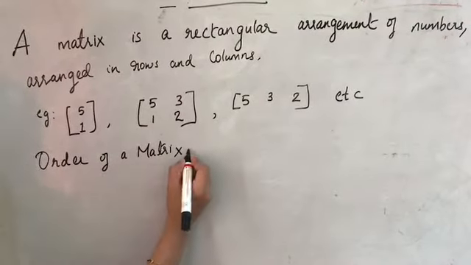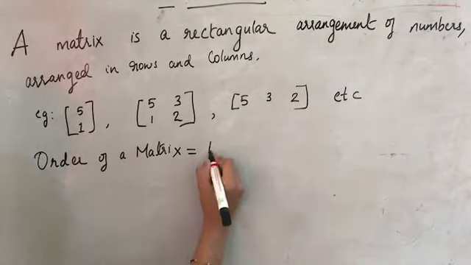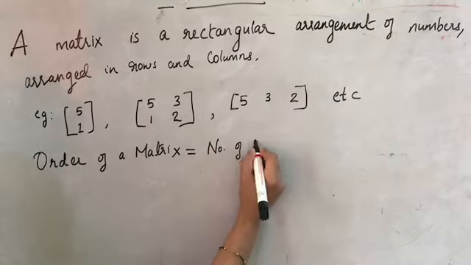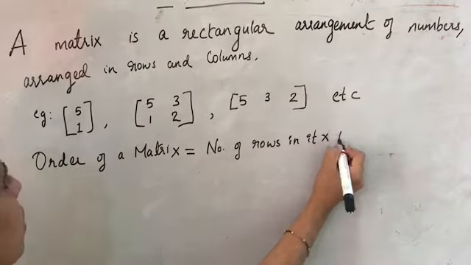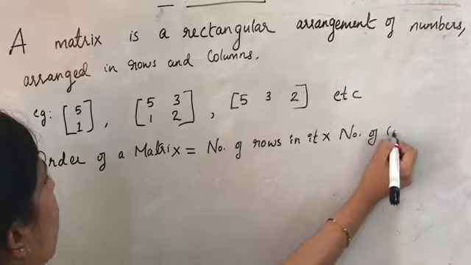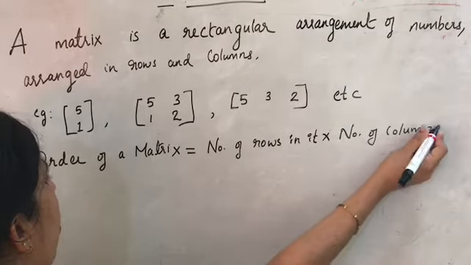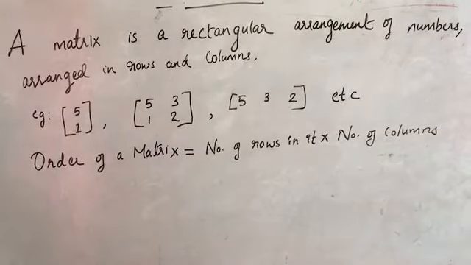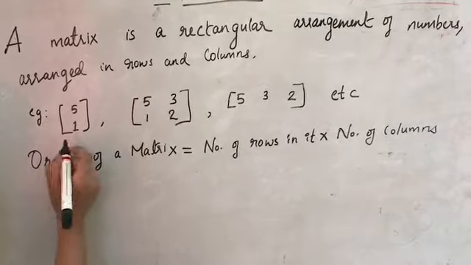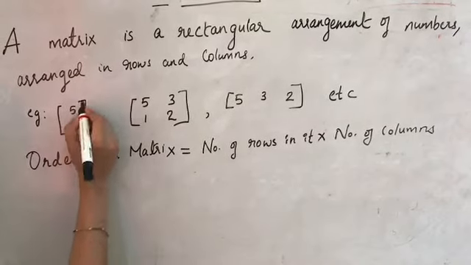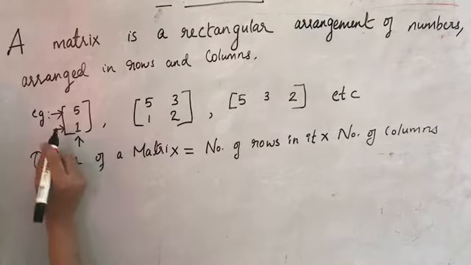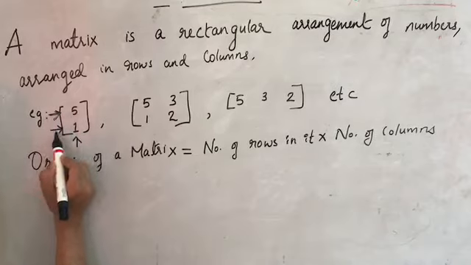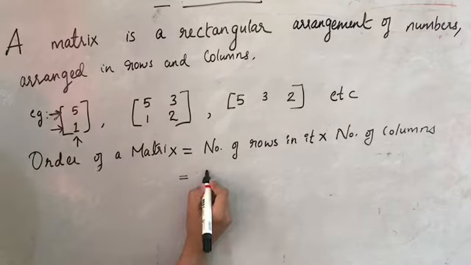So, order of a matrix is equal to number of rows in it into number of columns. So, order of a matrix is equal to number of rows into number of columns. In the case of first example, how many rows do you have here? We have 2 rows. These are the rows and these are the columns. So, you have 2 rows, that is, this is the first row and this is the second row. So, number of rows is 2.